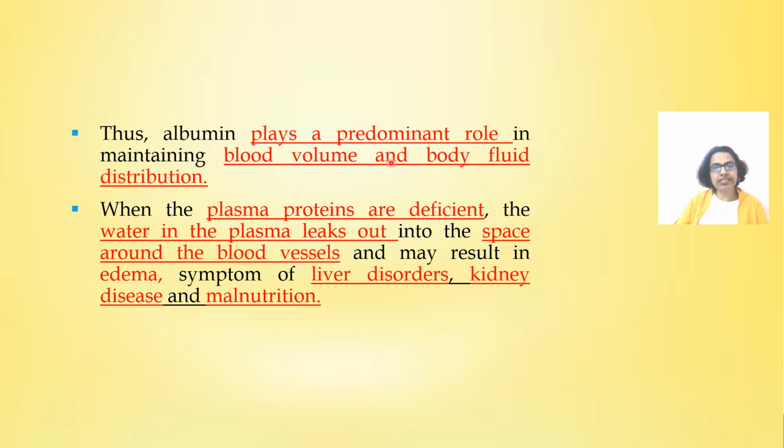Albumin plays a predominant role in maintaining blood volume and body fluid distribution. For example, if there is no plasma protein in the blood, what will happen? Intracellular fluid will be shifted towards the extracellular space. So when the plasma proteins are deficient, the water in the plasma leaks out into the spaces around the blood vessel and may result in edema. Symptoms of liver disorders, kidney disease and malnutrition.